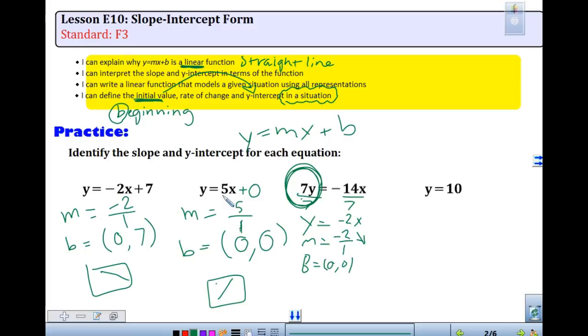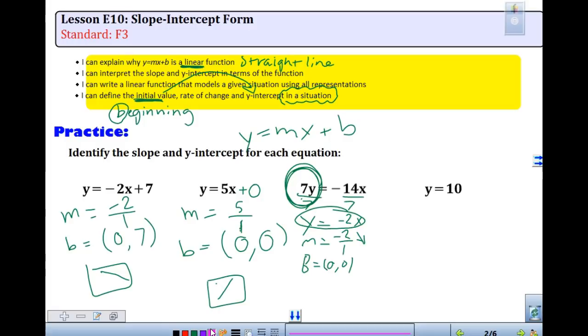Now the second one, to get rid of this 7 right here, it's multiplied to the y, so we need to divide by 7 on the right and left side. So we're left with y equals negative 2x right here. And then our slope is negative 2 over 1, and our b is (0, 0).